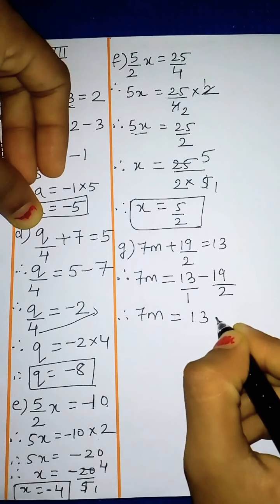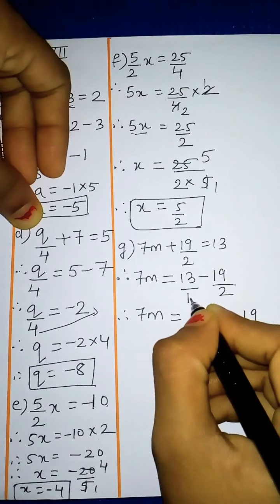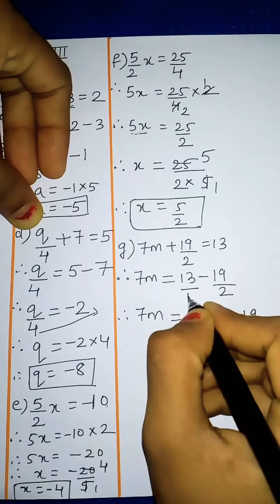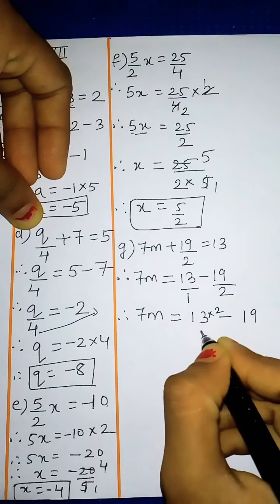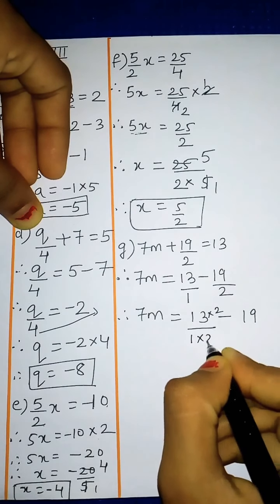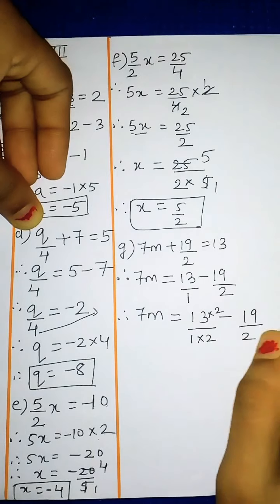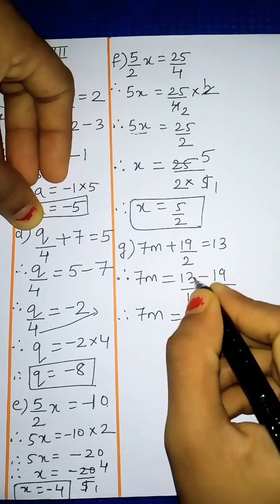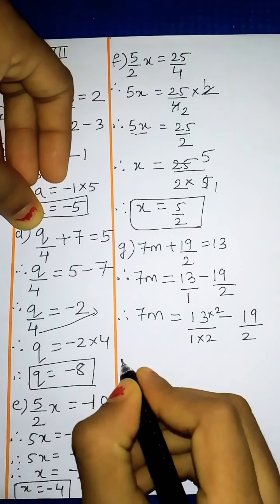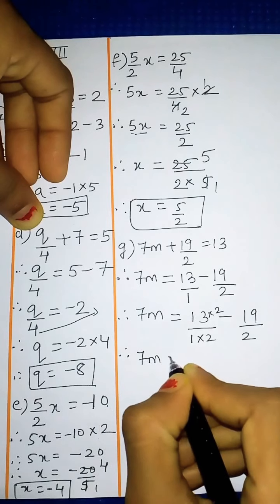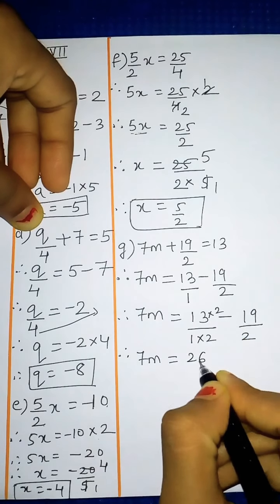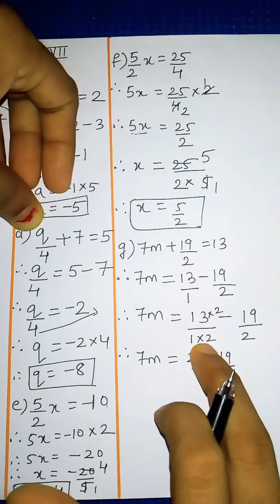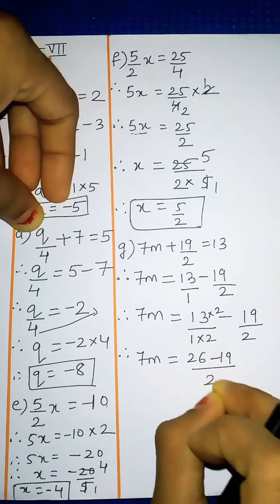So 13 minus 19 is there. Okay, now here 1 is there and here 2 is there. So this fraction we want 2, so we will multiply this part with 2. So 13 into 2. And here 1 was there, so 1 into 2, and here 2 is there. LCM is 2, so that is why both should be 2. Here 2 is already there. Here we want 2, so this fraction we have multiplied by 2. So now our next step will be 7m equal to 13 twos are 26 minus 19 and whole upon 2. Now the LCM is the same. Here also 2 ones are 2 and here also 2. So we can write whole upon 2.